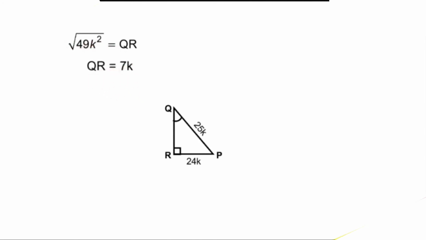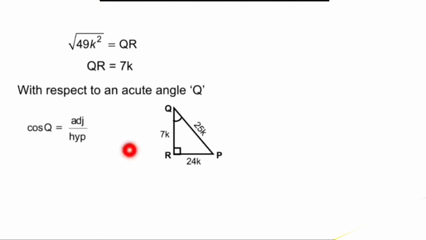Now let us find the value of cos with respect to the acute angle Q. Children, we know that cos Q is defined as adjacent side by hypotenuse, which is equal to QR by PQ. By substituting the values of QR and PQ, we get 7K by 25K. Now let us cancel K from both numerator and denominator. Then it remains cos Q is equal to 7 by 25.